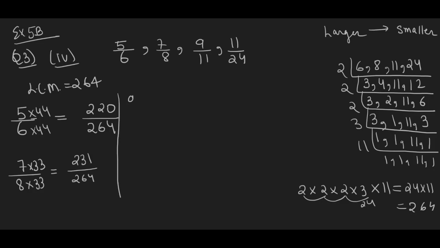Now you have 9 upon 11. So you multiply with 264. So 264, when you divide this by 11, you will get 24. So you will multiply with 24 in the numerator and denominator. So this will be 216. Now you have 11 upon 24.